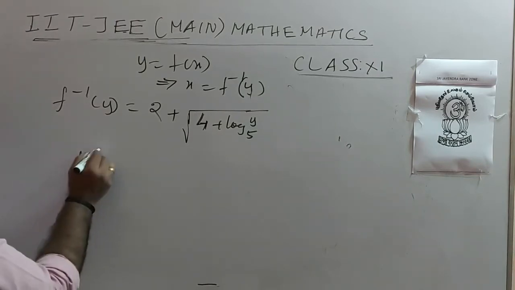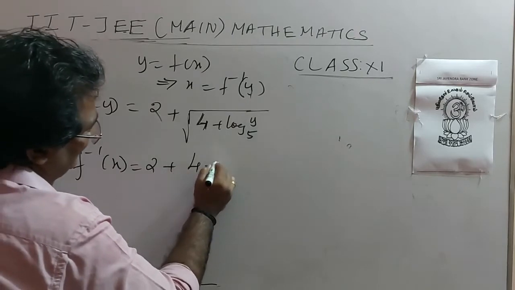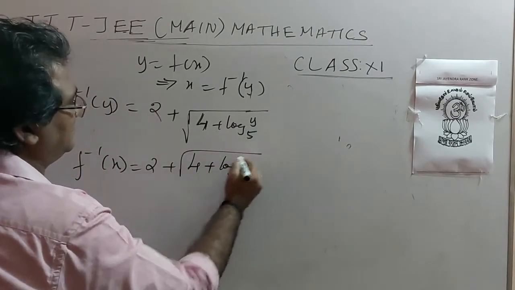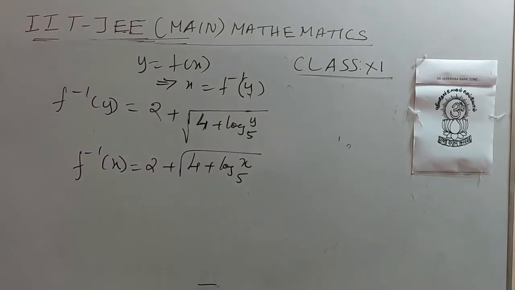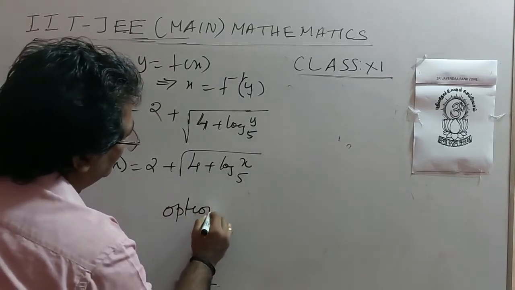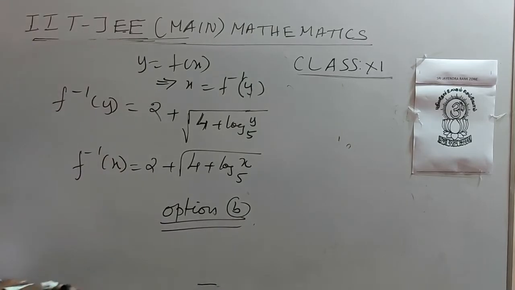We need f inverse of x. Finally, you replace y by x: f inverse of x equals 2 plus square root of 4 plus log x to the base 5. Option B is correct.